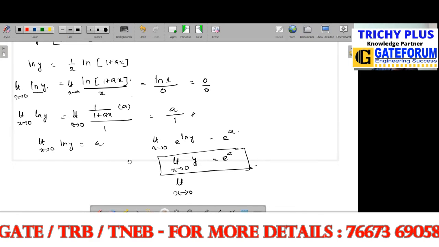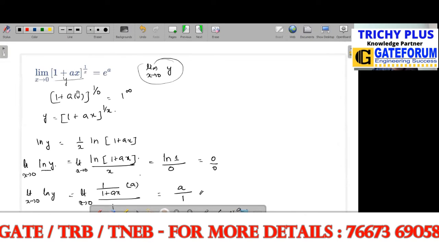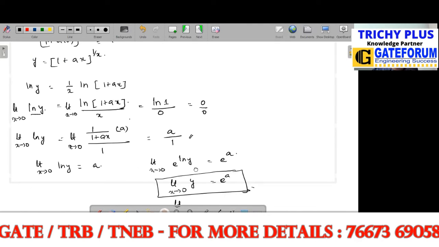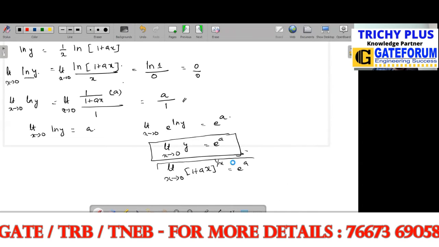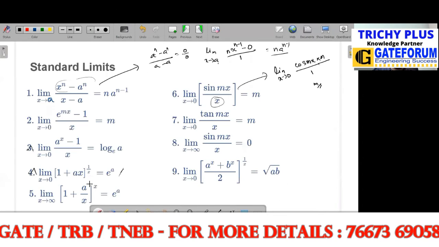So y is nothing but whatever we assumed initially, that is (1 plus ax) whole power 1 by x, which is equal to e power a. Is it clear? Okay. So see here the same one.